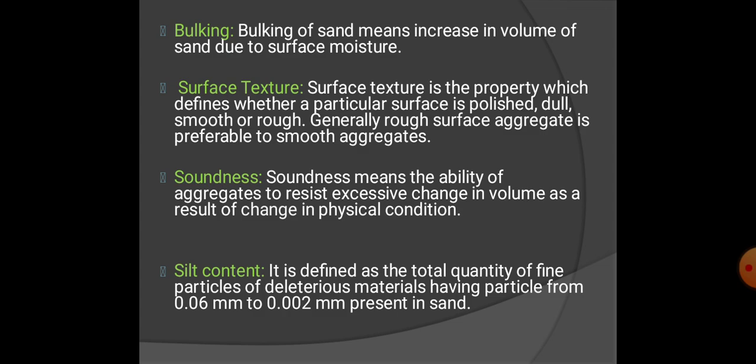Okay, the next point is surface texture. Surface texture is a property which defines whether a particular surface is polished, dull, smooth or rough. Generally, a rough surface aggregate is preferable to smooth aggregate.